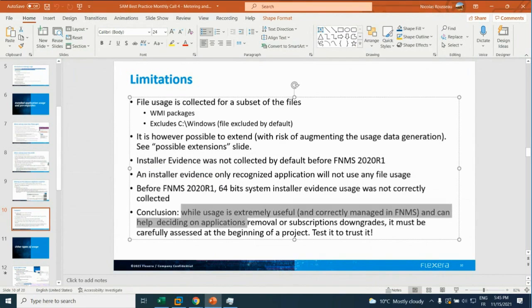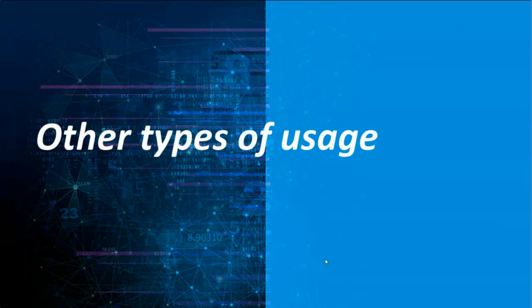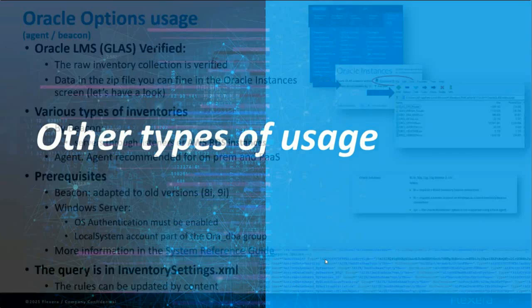So in the end, while the usage is extremely useful and correctly managed in FNMS, even if it's not a simple topic, it can help deciding on what application to remove. However, it must be very carefully assessed at the beginning of the project. Test it to trust it. This is really my point. Usage, by default, you should challenge usage before you use it as a criterion to uninstall the applications or downgrade some packages. Moving forward, I will be fast on this one.